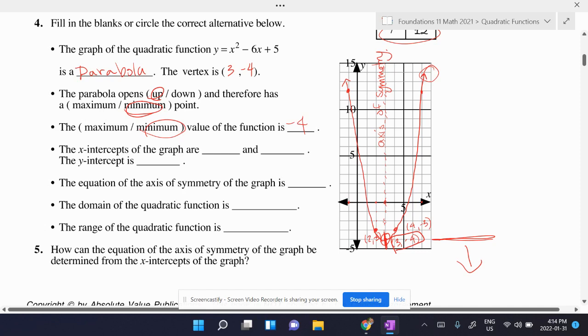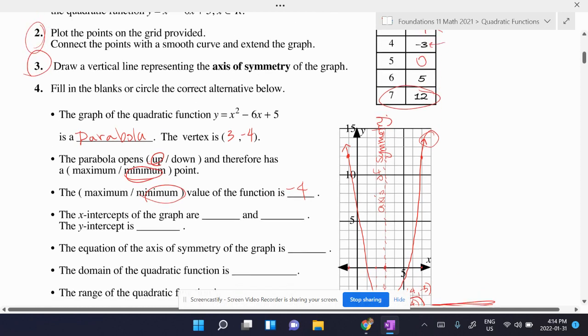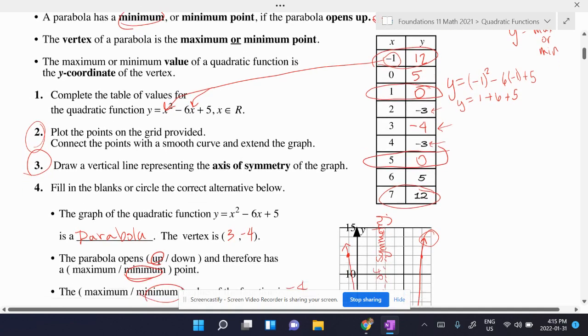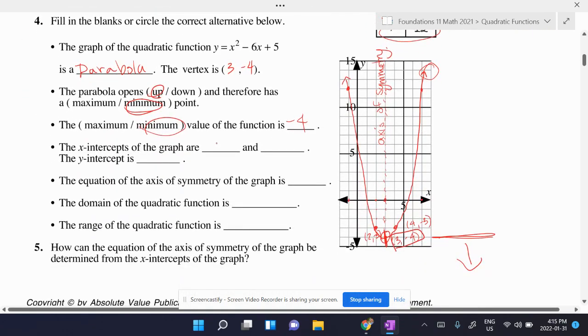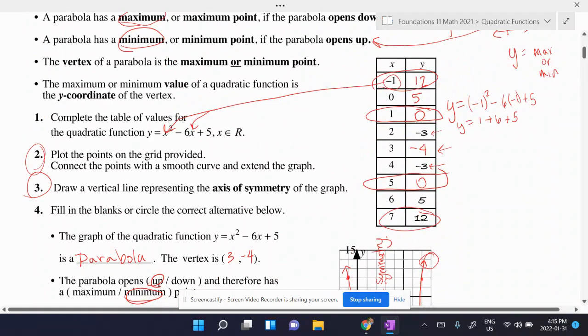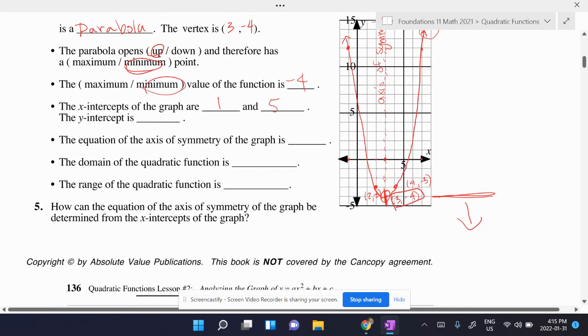The x-intercepts, those are the 2 points where y is equal to 0. So I might come back up here. Here's where y equals 0. That's where it crosses over x. Are 1 and 5. The y-intercept when x is equal to 0 is 5.